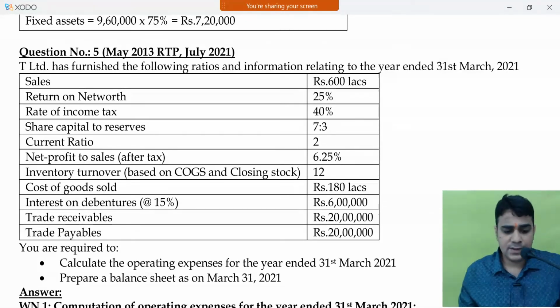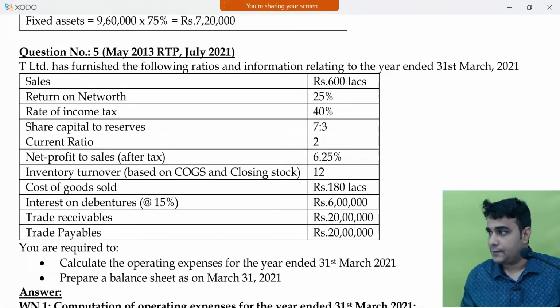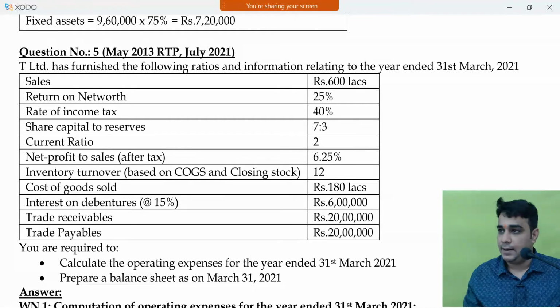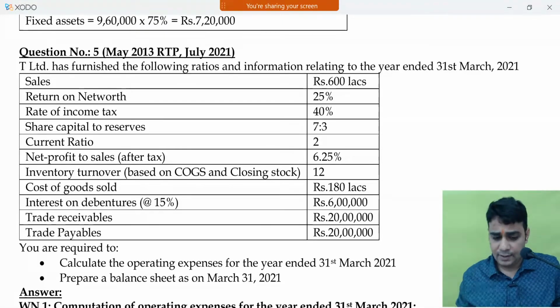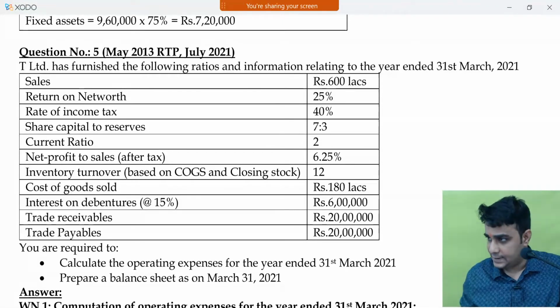Okay, this problem wants you to prepare an income statement also, indirectly, because they want you to calculate operating expenses, which is a balancing figure in my P&L account, because there is data to calculate the P&L. So I may have to prepare a P&L either in a statement form or in your normal T account form, whatever way you want to do it. But I need to prepare a P&L which will give me the OPEX as the balancing figure, and I need to prepare a balance sheet.